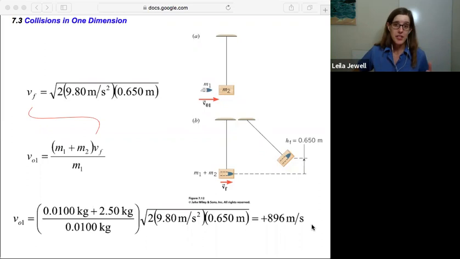And we will get to see a similar example in a lab in just a few weeks, where we take a look at a different bullet and block arrangement, but get to study some of the physics and what is conserved and what is not conserved. So that should be interesting. I'm looking forward to it. Hope you are too. We will wrap this example up right there.